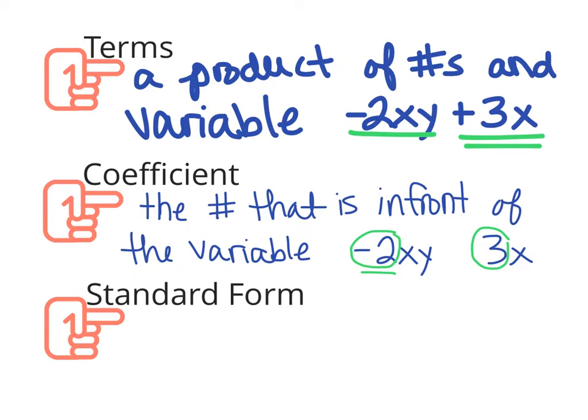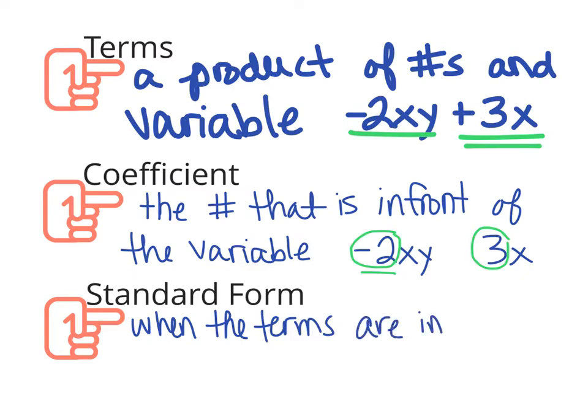Standard form is our next vocabulary term, and this refers to when the terms of the polynomial are in decreasing power, so highest to lowest. We can't really use the negative 2xy plus 3x as an example because they don't have any powers on them. They don't have any exponents other than 1.